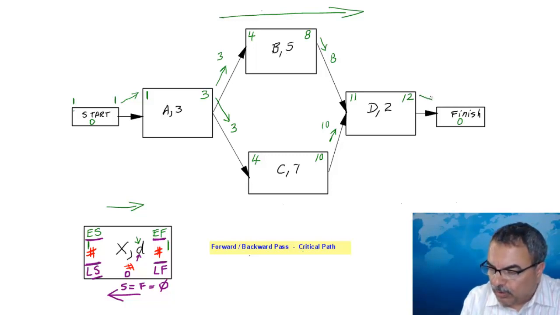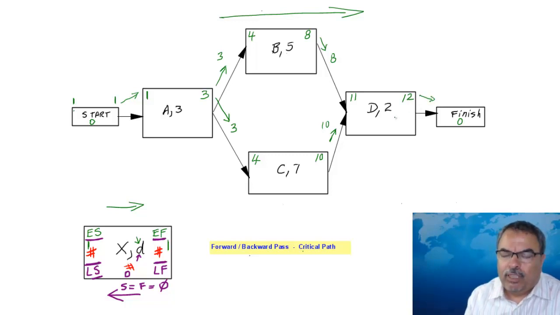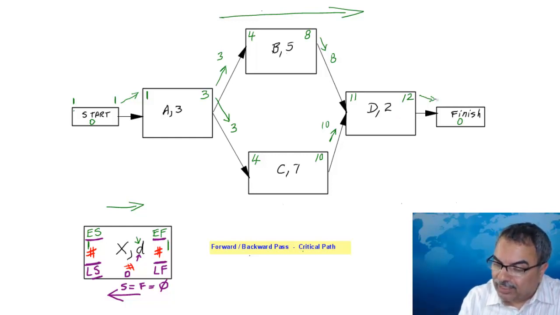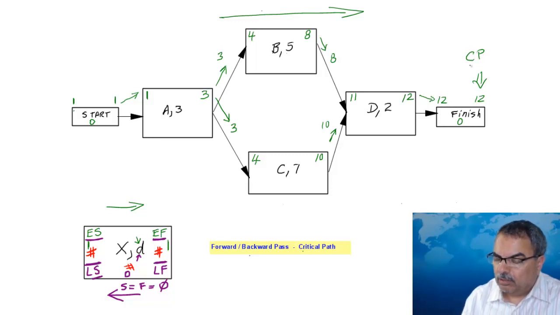If I go this way now, this 12 comes in here, it's 12 at 5 o'clock. I look at the finish, which takes 0 time, therefore I can still start it on the 12th day at 5 o'clock and finish it on the 12th day at 5 o'clock, and this is what we call the critical path duration.